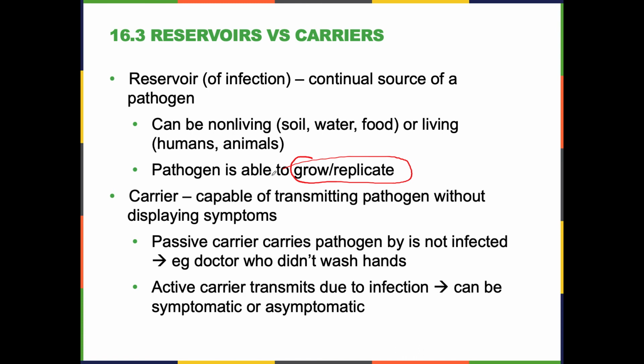Now, carriers are capable of transmitting the pathogen without displaying symptoms. So many reservoirs, like a human reservoir, for example, will be a carrier, right? Because they are a source of the pathogen, and then they'll transmit, but they themselves don't display symptoms, right? And there are many diseases in history that have been like this. Passive carriers are not infected, right? So they'll have like the pathogen on the outside. Active carriers have infection, but the disease is either mildly symptomatic or asymptomatic, right? And so then they can carry the disease, right?